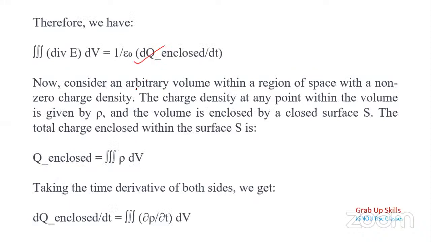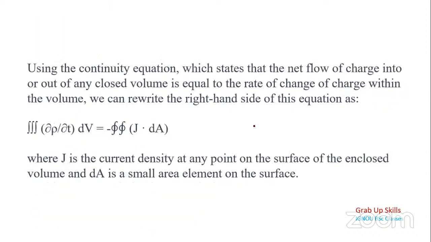Now we will consider an arbitrary volume within a region of space where we have non-zero charge density. The charge density at any point within the volume is given by this symbol, where the volume is enclosed by the closed surface S. So what is the total charge formula enclosed within the surface S? This is the formula. Now we will take the time derivative on both sides and we will get this equation.